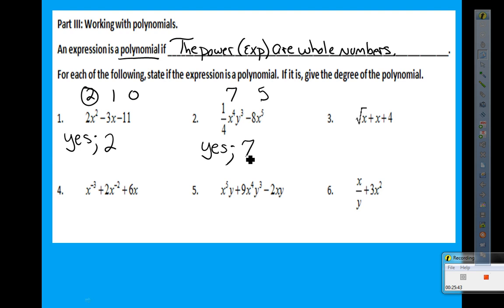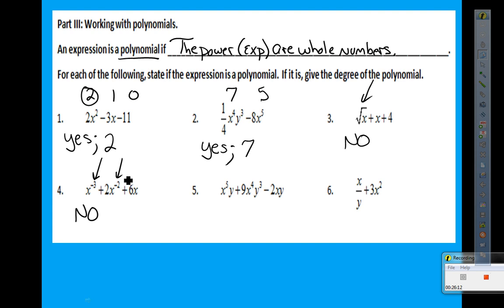Number 3, it's not a polynomial. Why? I got this square root. That's coming up, but that would be a power of a 1/2. But anytime you see something weird like that, not a polynomial. Number 4, not a polynomial. The reason being, I have a negative exponent. You can only have positive whole numbers.